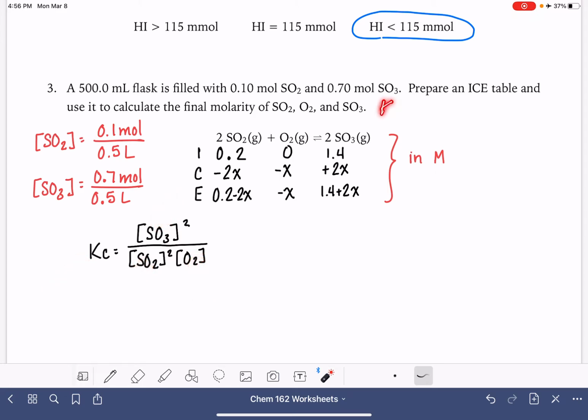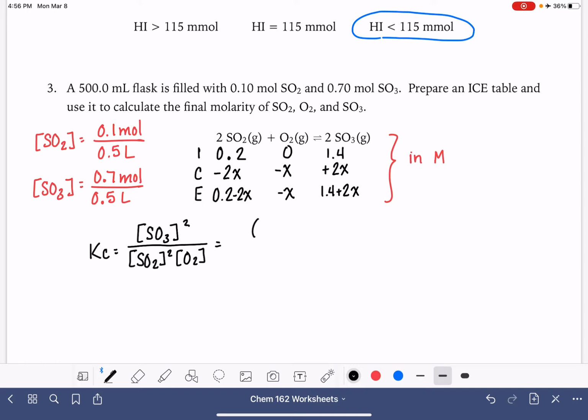Now, one of the problems here is that in order to be able to solve this problem, we need to know what the equilibrium constant is. And unfortunately, it's not provided to us. So we actually are not going to be able to solve this problem. We're just going to be able to come close. So we need to know what the Kc value is, but we can set this problem up a little bit further.